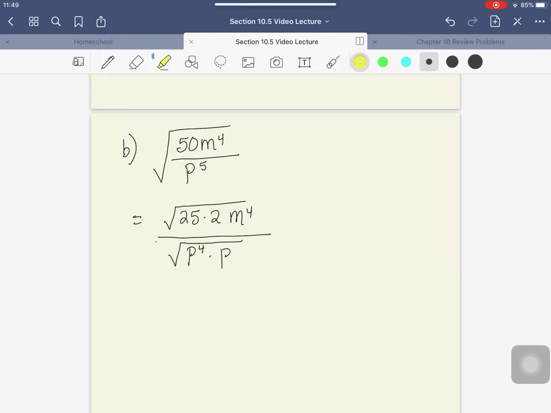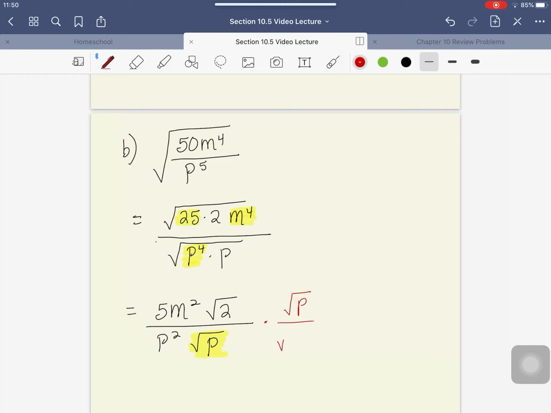So the perfect squares would be the 25, the m to the 4th, and the p to the 4th. So that now equals 5m squared times the square root of 2 over p squared times the square root of p. And then I want to rationalize this square root of p by multiplying the numerator and denominator by the square root of p.